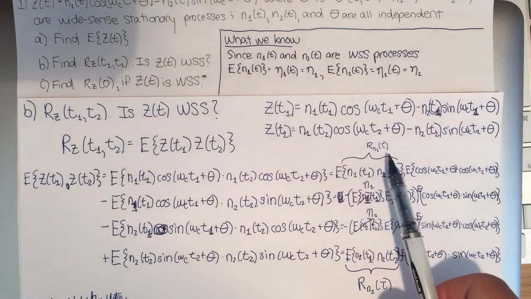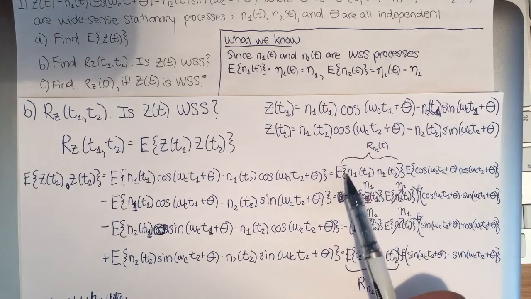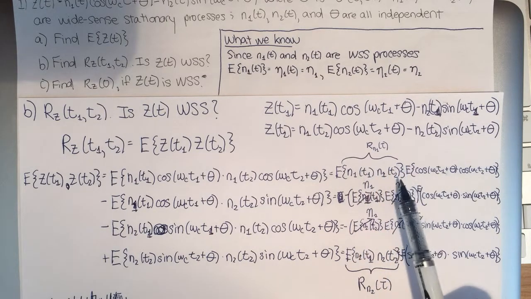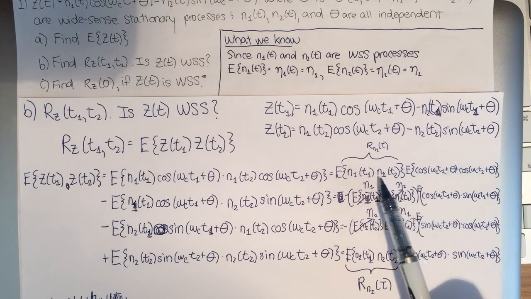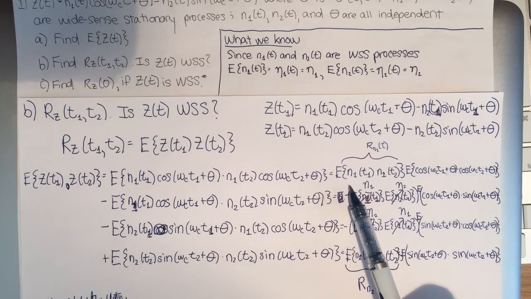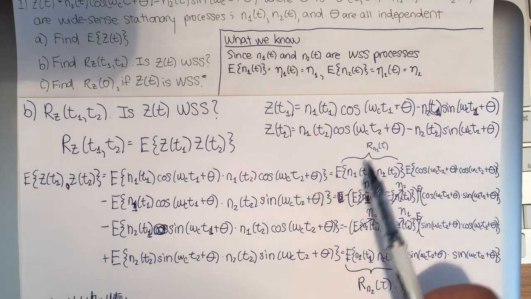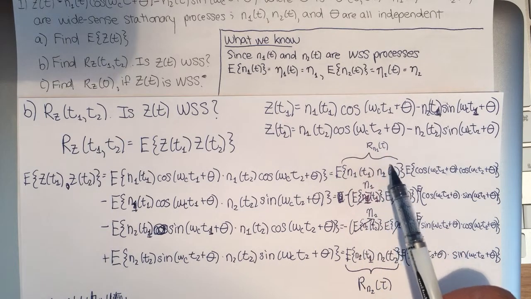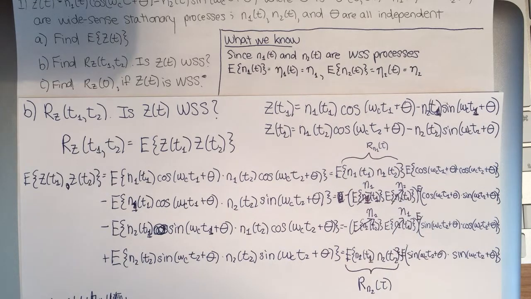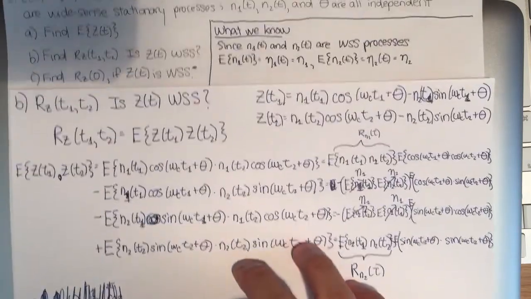Over here, it's good to note that the expected value of n1t1, n1t2 is basically the r of n subscript 1 of tau, where tau is equal to t1 minus t2. Same thing over here, r of n2 of tau, again tau is equal to t1 minus t2. So I simplified those processes to the r function.